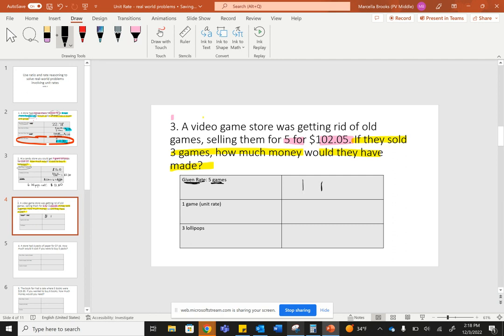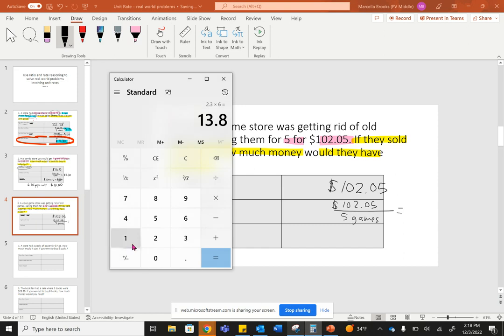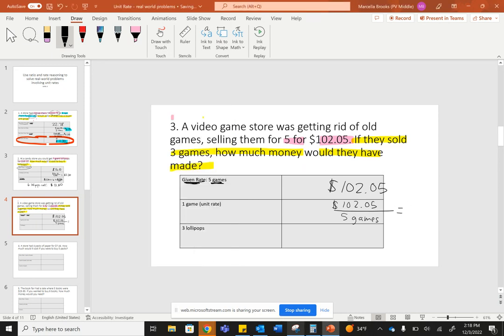Oh my gosh. Nothing works on here. $102.05. So first we need to find out how much one game will cost. So let's do 102.05 divided by 5 games. That's going to give us how much one game costs. So 102.05 divided by 5 is $20.41.